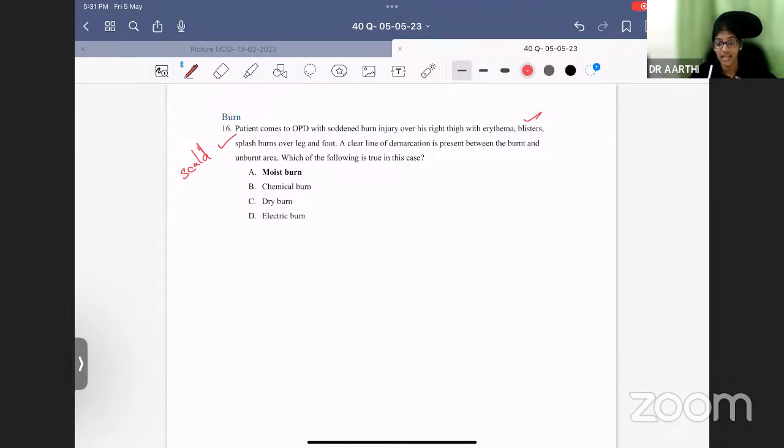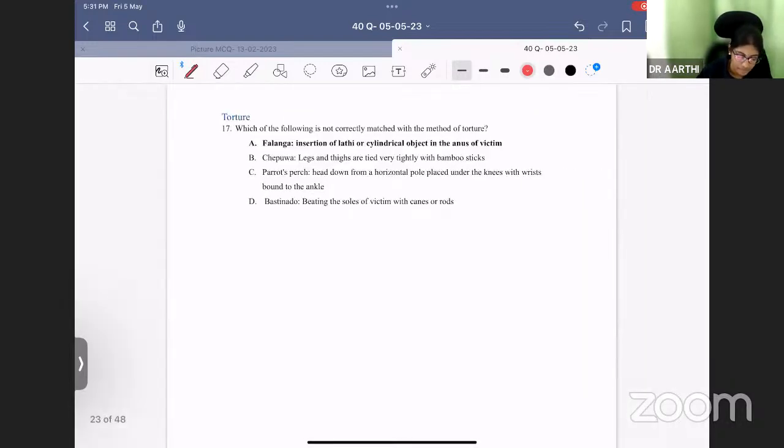With electrical, you will get more of only the exposed part, or they will give some amount of charring. There also an electrical spark can happen, or an electrical splash can happen, okay? Okay, there's a clear line of demarcation between the burnt and the unburnt area. This is a case of scald injury, which is nothing but a moist burn. Okay, it's nothing but a moist burn.